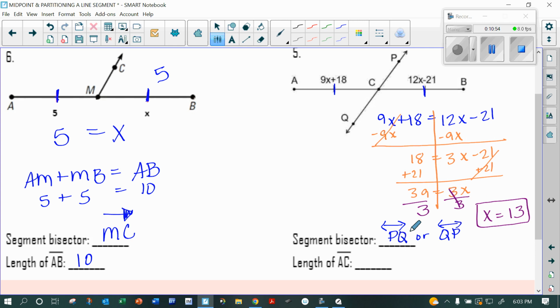So I know x is 13, but they want me to find the length of AC, which is this piece right here from A to C. So that means 9 times 13 plus 18. So 9 times 13 is 117, plus 18. So that is 135. So AC is 135. Okay, AC is 135. All right.